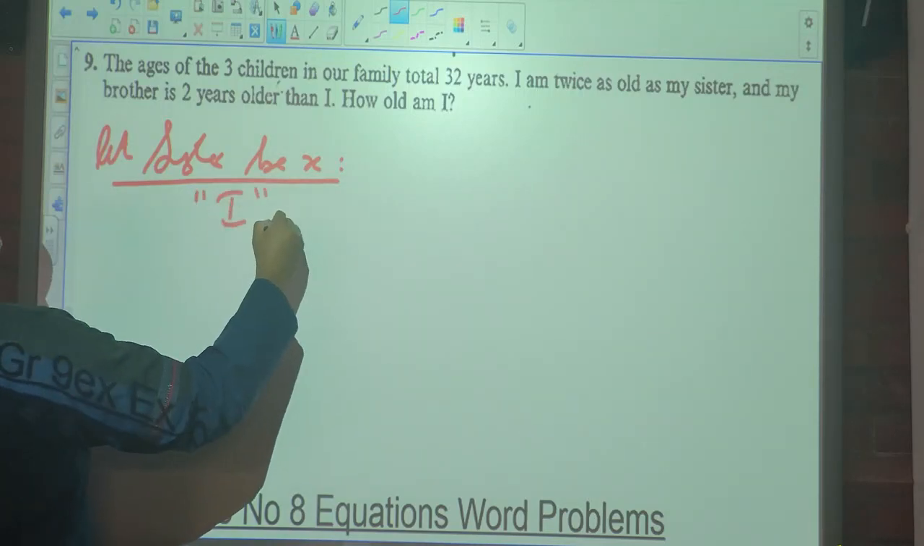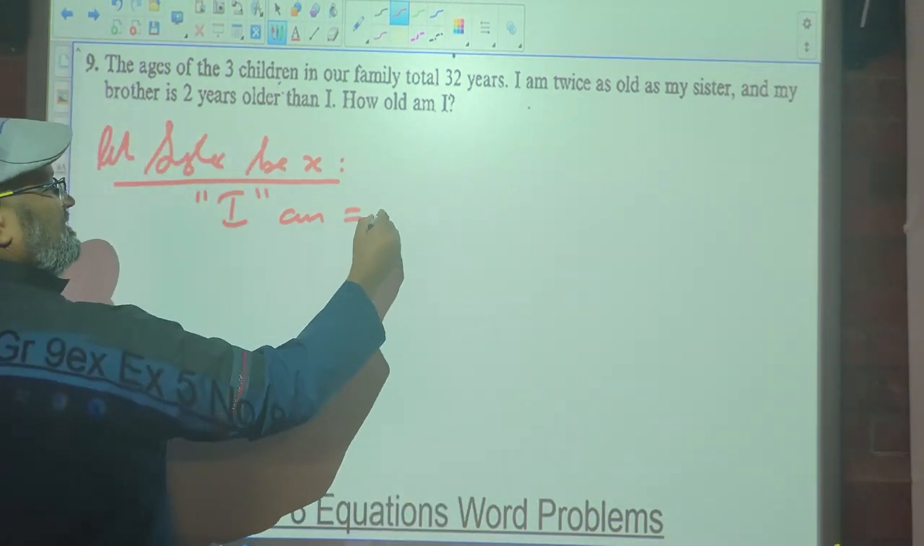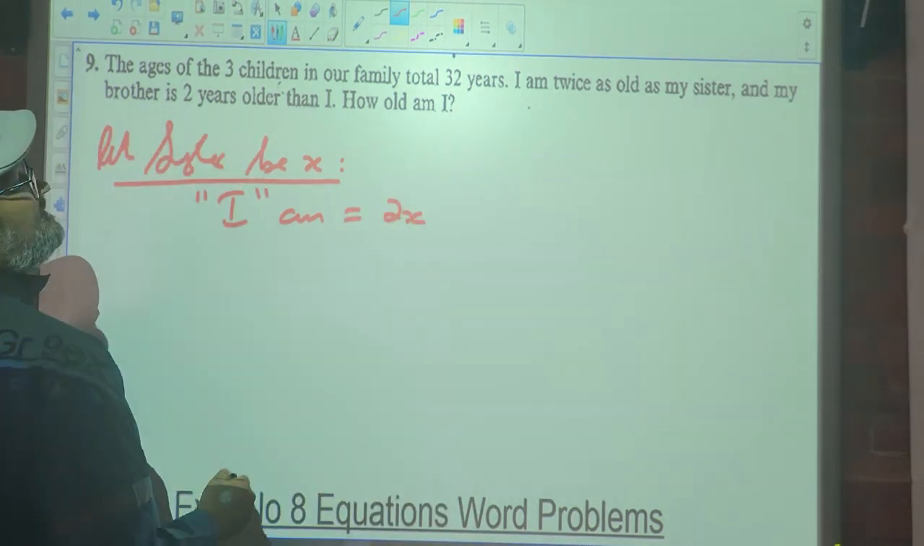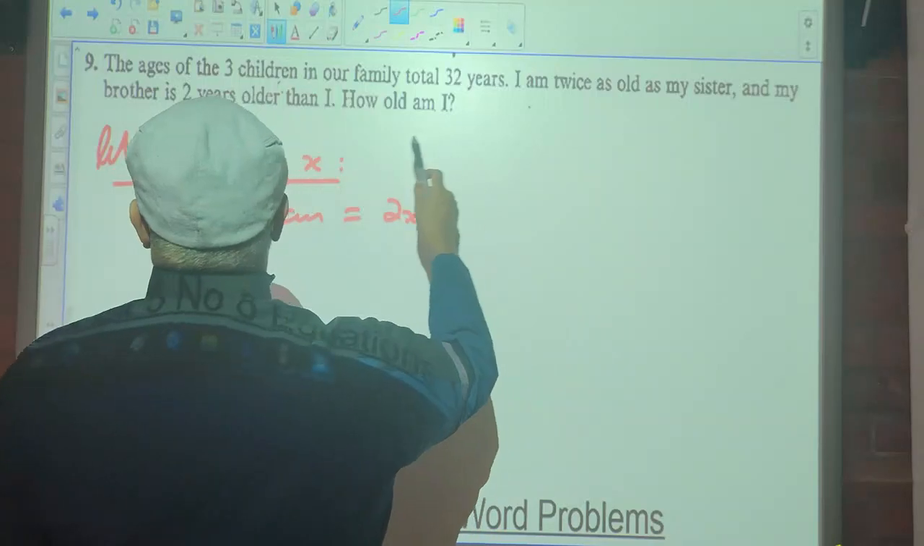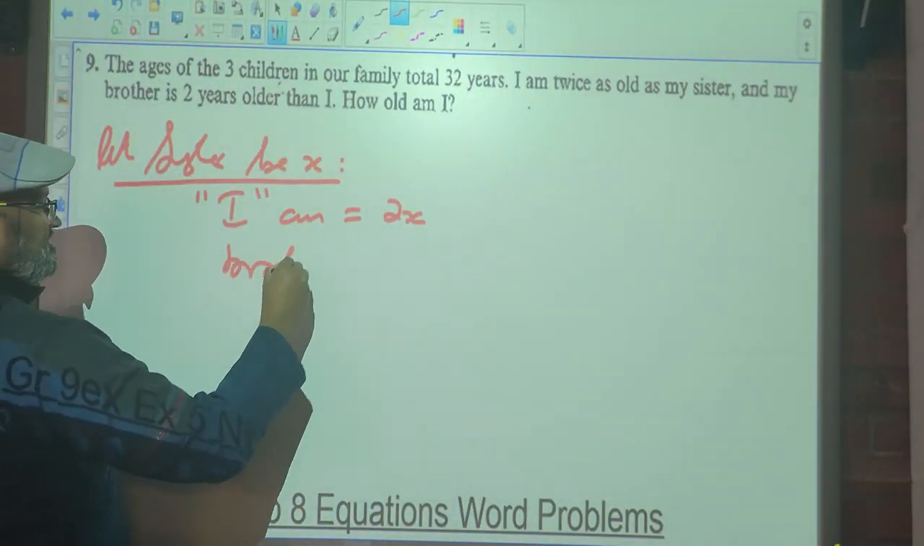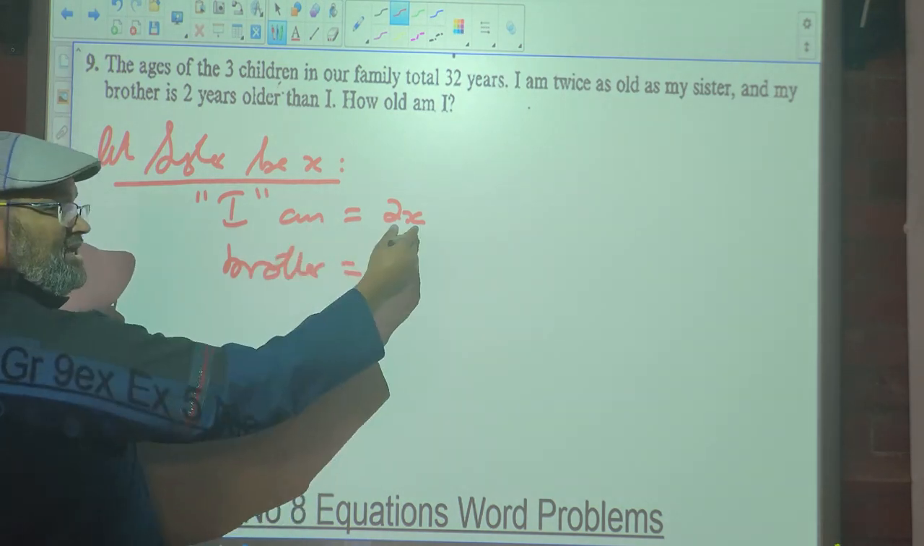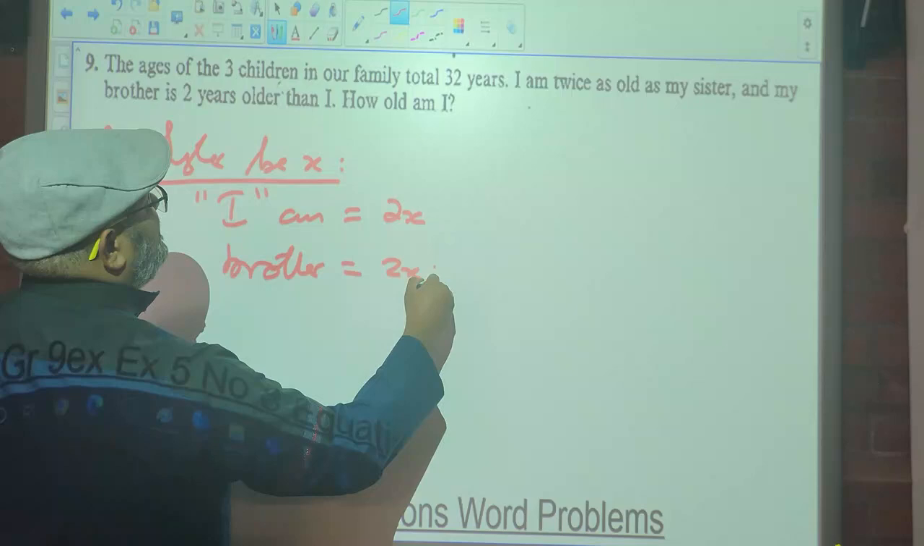I am twice as old as my sister. So how old am I? 2x. My brother is 2 years older than I. So my brother is going to be, I am now 2x, not so? So it's 2x plus 2.